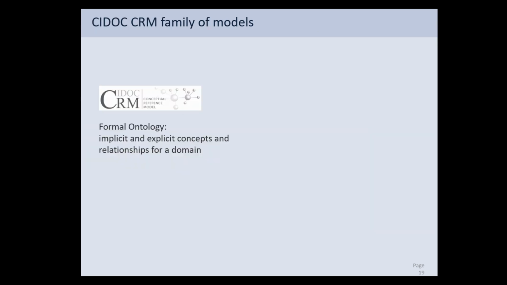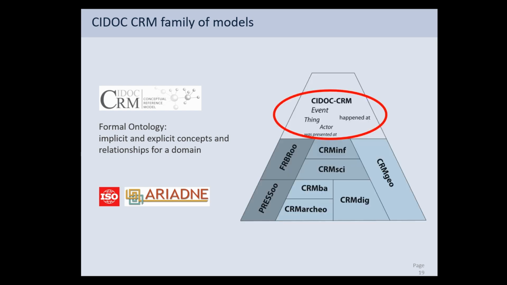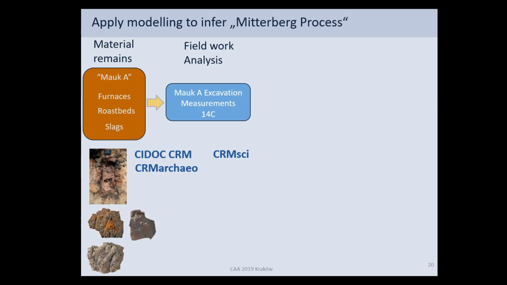We're using the CIDOC CRM family of models to represent this research, which is used in Ariadne and is an ISO standard. We heard about it. At the core, it's the core model of CIDOC CRM, an event-centric model. And in this project, we're now using the extensions for argumentation, CRMinf, for scientific observation, CRMsci, CRMarchaeo, and CRMdig for the provenance of digital documents. CRMgeo is used a little bit, not extensively yet, for the geometric information in the project.